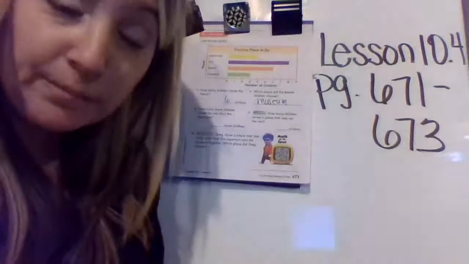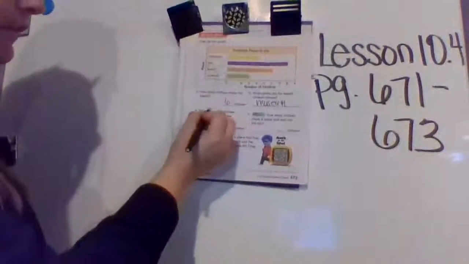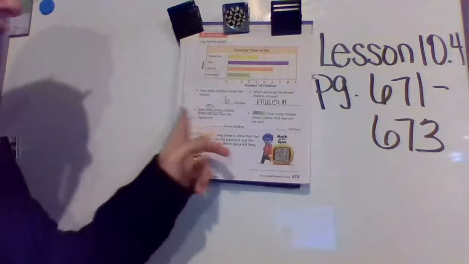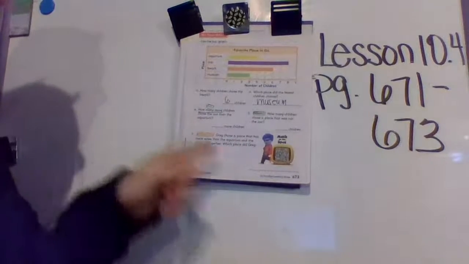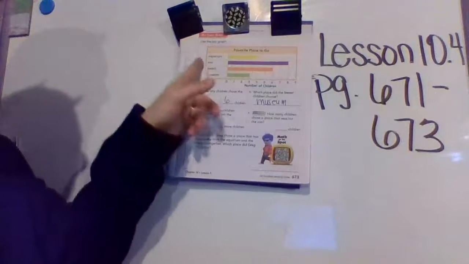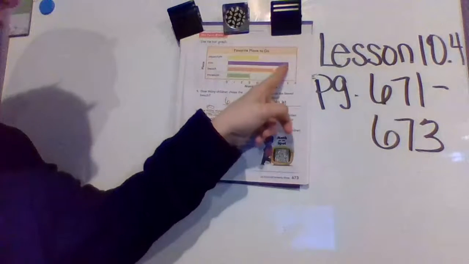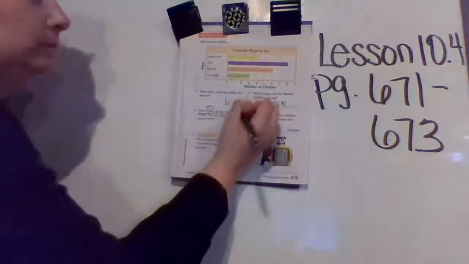Number 6, how many more children chose the zoo than the aquarium? So we know when we see those clue words, we need to find the difference of those 2. So let's go up to the zoo. How many children voted for the zoo? Very good. 8 children voted for the zoo.